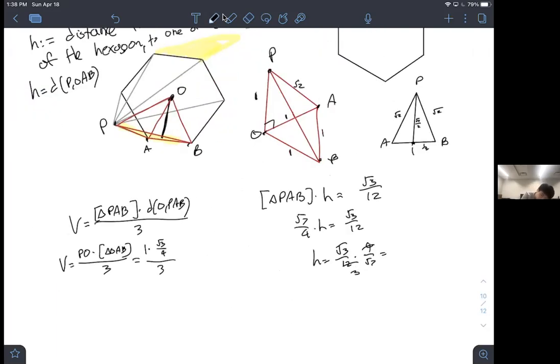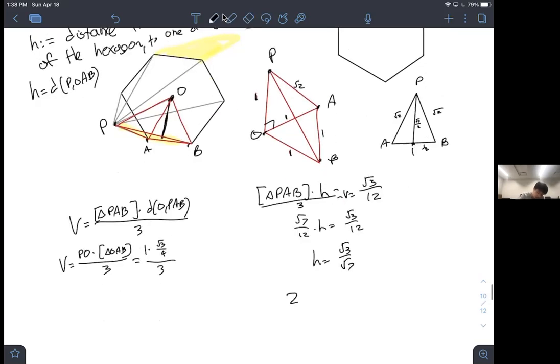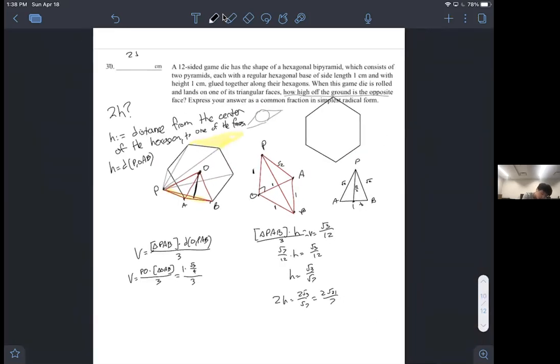Oh, I forgot about the over 3. The volume on the left-hand side is base times height over 3 as well, so there should be a divided by 3 over here. So we get that √7/12 times H equals √3/12. Canceling the 12 from both sides, we get that H equals √3/√7. And so our answer is 2H, which equals 2√3/√7, which equals 2√21/7. So 2√21/7 is your answer.